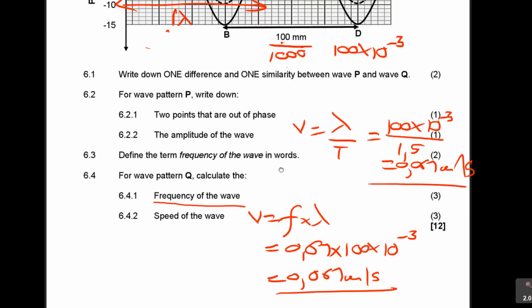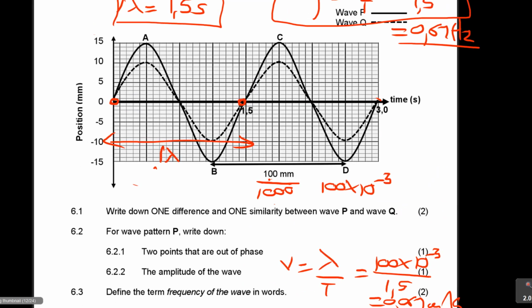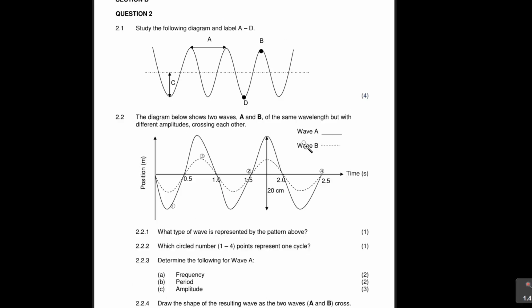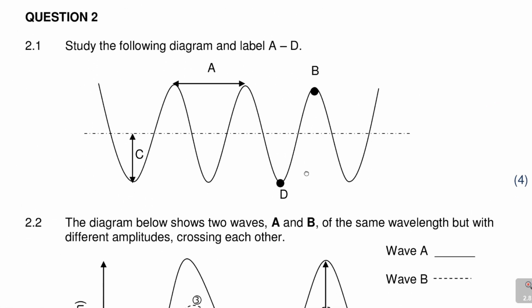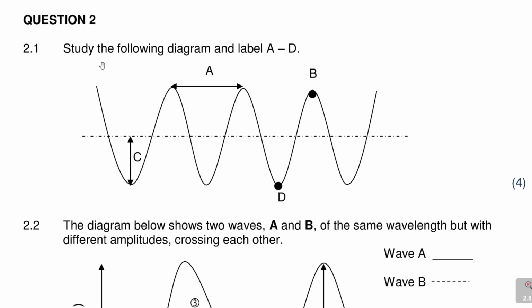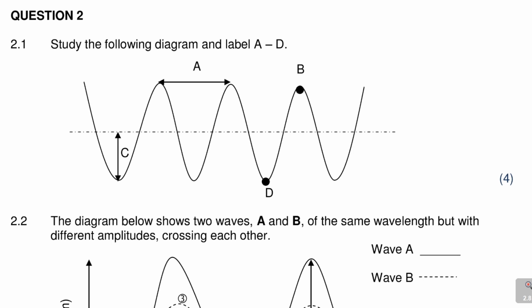Alright, guys, that's what they bring in the question whenever you are answering such questions. And now look at the next one. Question 2: study the following diagram and label A to D. Okay, we need to label A to D. What is A? From crest to crest is the wavelength. So for A, you don't put the sign, write in full, wavelength.